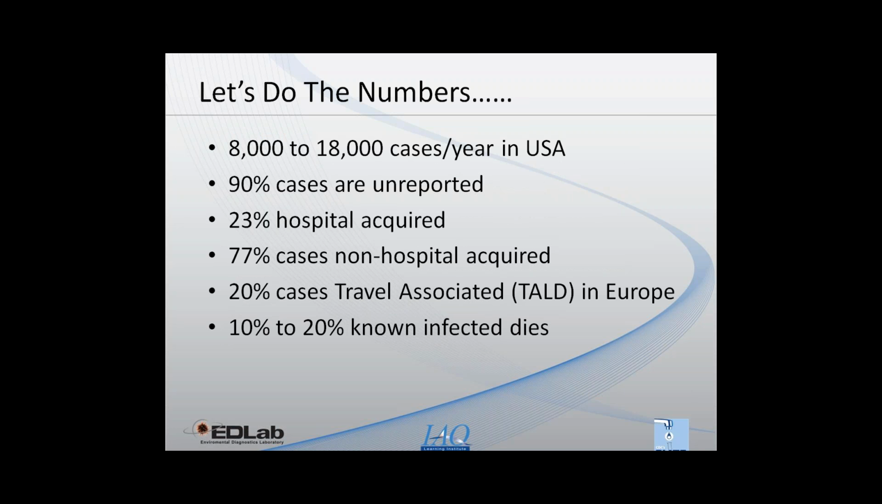23% are hospital acquired. In regards to that New York news segment, a lot of people were getting it because of that. 77% of cases are non-hospital acquired. Sometimes those are ones that we here at our laboratory like to do when they're not exactly from any sort of clinical setting, but they just come from the environment, such as the soil or anything, and we'll talk about that later. 20% of cases are travel associated in Europe, and about 10 to 20% of the known infected die from Legionella. So it can be fatal in certain circumstances.